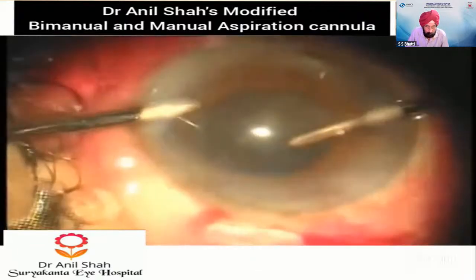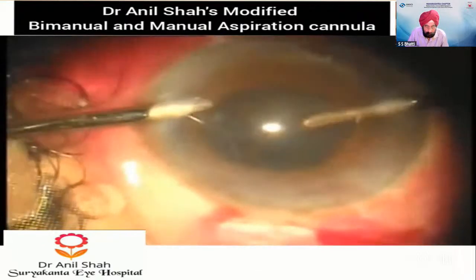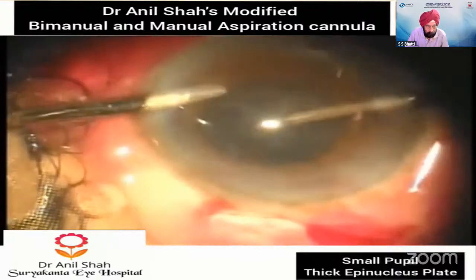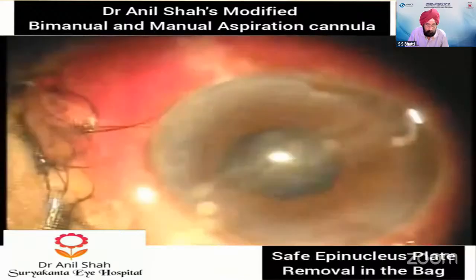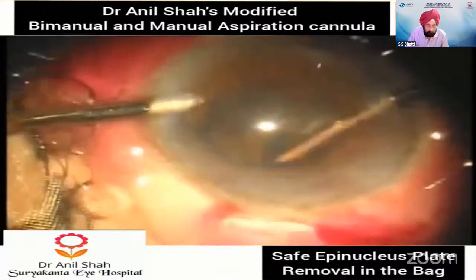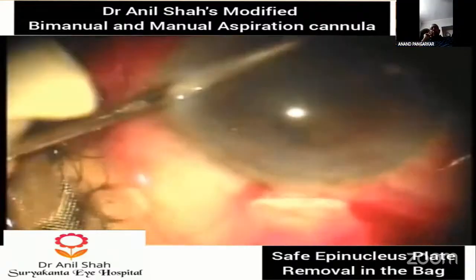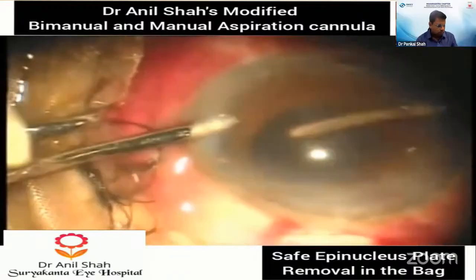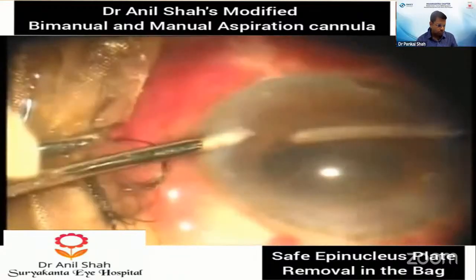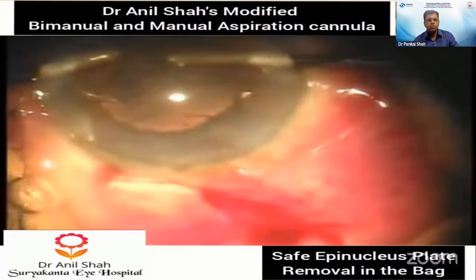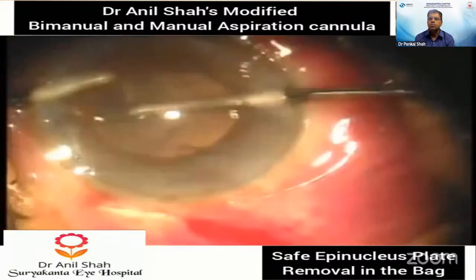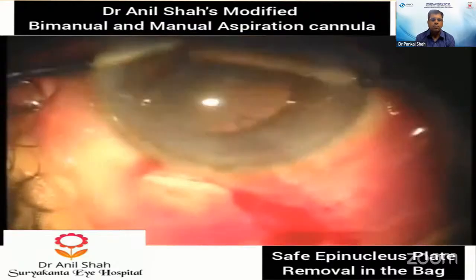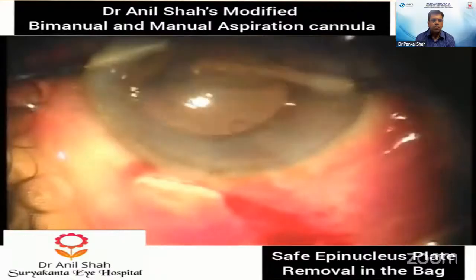Now this is a case 2 where the pupil is smaller and there is a thick epinucleus plate of cortex. Now in this situation it is very difficult to remove the epinucleus plate, but with this horizontal aspiration port the epinucleus plate is removed easily. You can go blindly deep into the fornices below the capsular rim without catching anterior capsule or iris, and you can remove thick plate of epinucleus easily. So it is very safe method of removing anterior cortex.